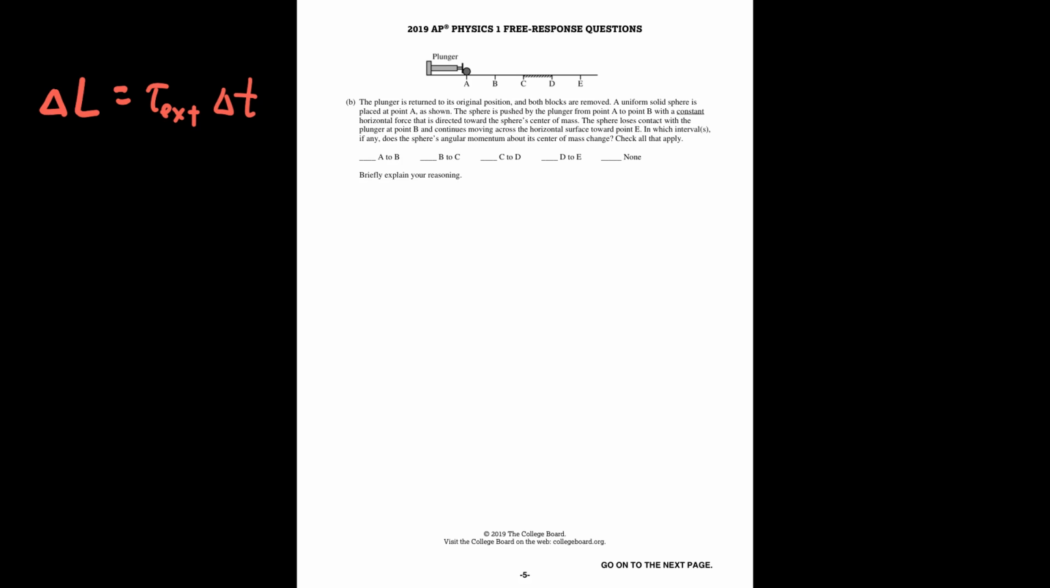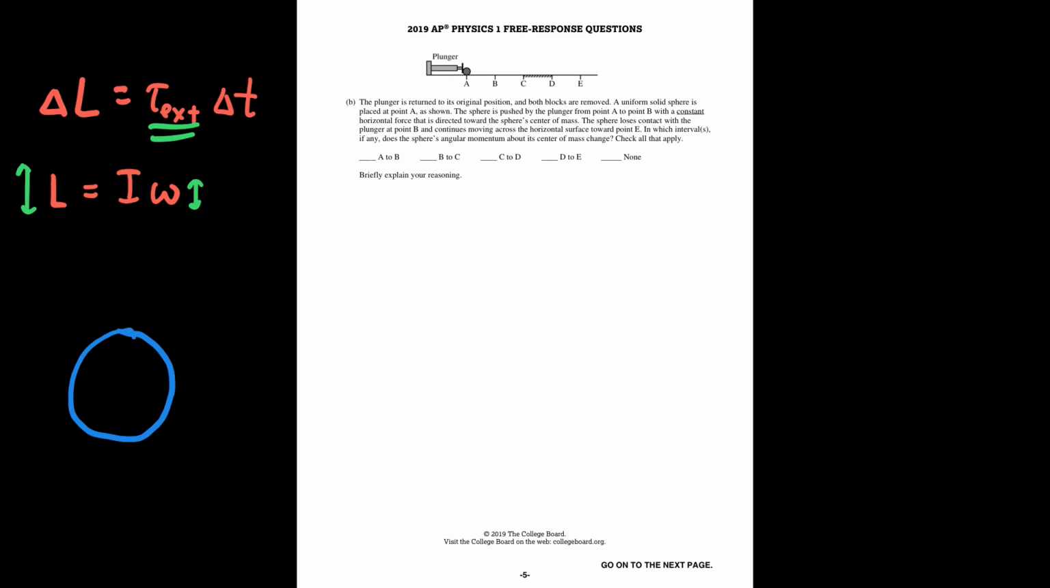And I also know that since the angular momentum of this sphere is equal to the sphere's moment of inertia times its angular speed, and the moment of inertia of the sphere is constant, the only way that the angular momentum is going to go up or down is if the angular speed goes up or down. And that's going to be due to that external torque. And so let's look at a picture of the sphere and the forces that are exerted on the sphere.